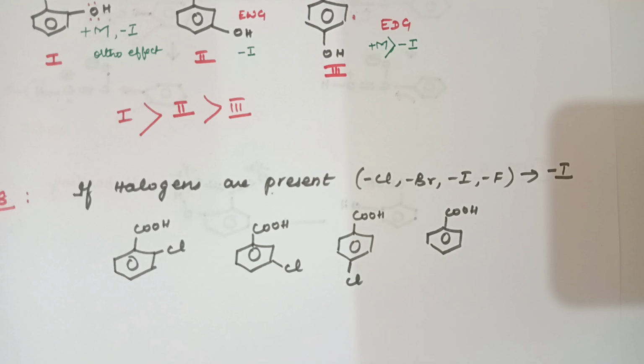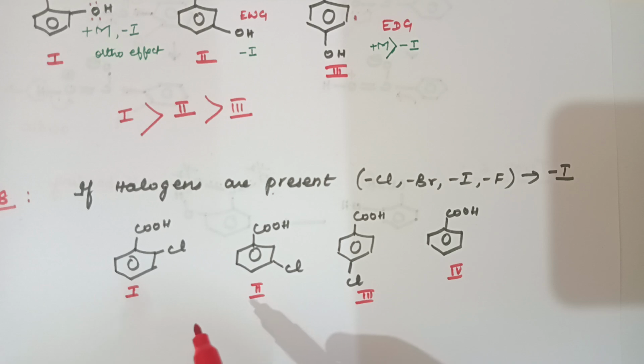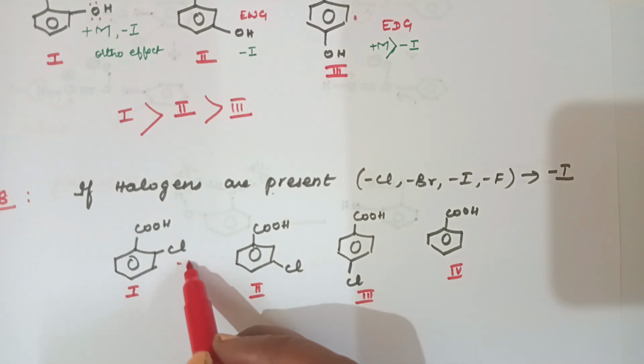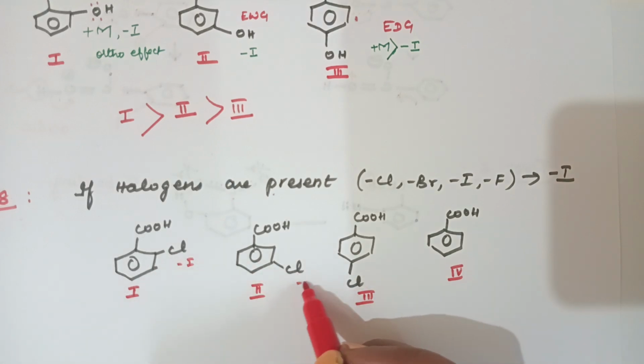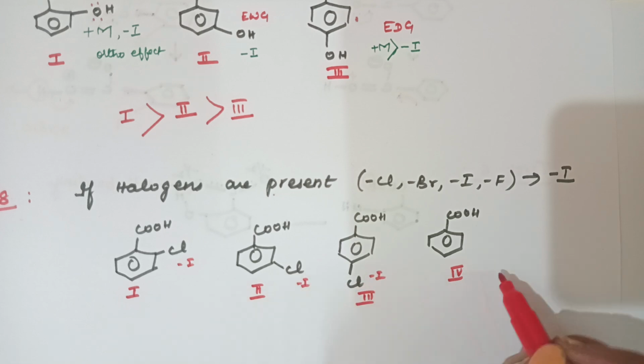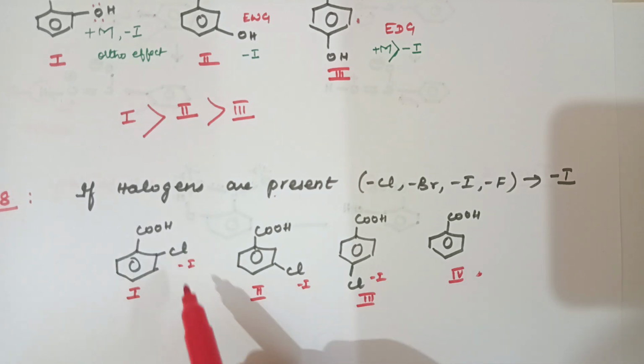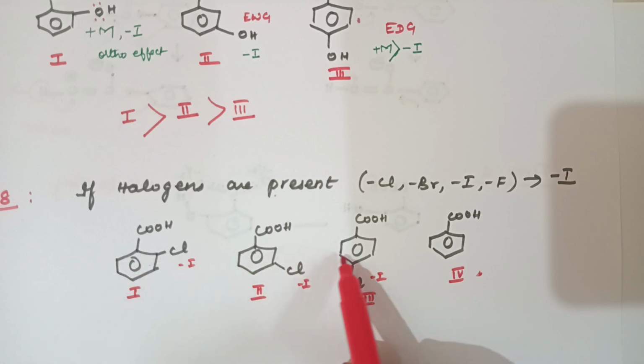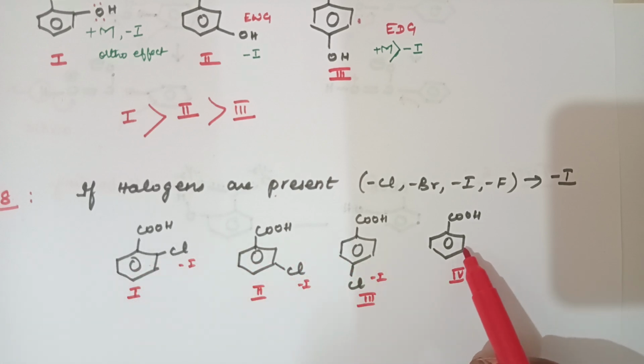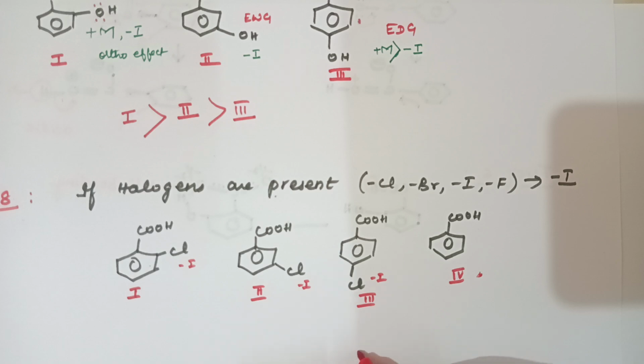So find the acidic strength here. This is structure 1, this is 2, this is 3, and this is 4. If halogens are there, we have to check only the minus I effect. So here it is showing minus I effect, here also it will show minus I effect, here also minus I effect. Okay, here there is no group. Minus I effect means electron withdrawing effect, so all these three will be more acidic when compared to benzoic acid. So benzoic acid will be last. So here this is last.